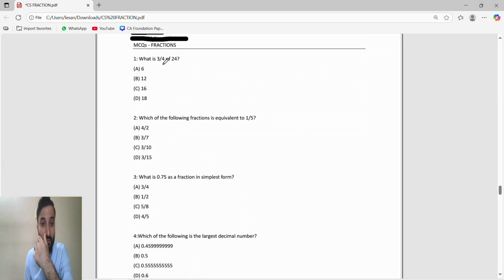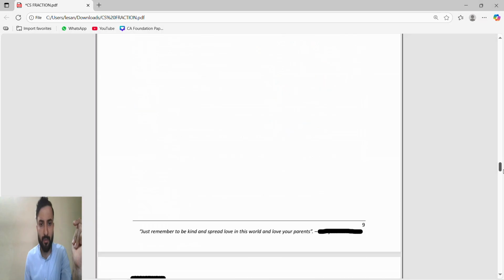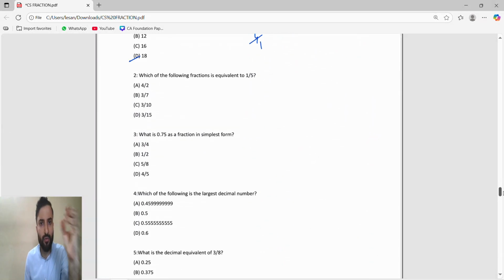What is 3 by 4 of 24? Guys, very simple thing. 3 by 4 of means multiply by 24. Right? See, 4 times 6 is 24, and 3 times 6 is 18. 18 is the answer. That's it. One step, guys. One step and you will get the answer. Just use a small brain.